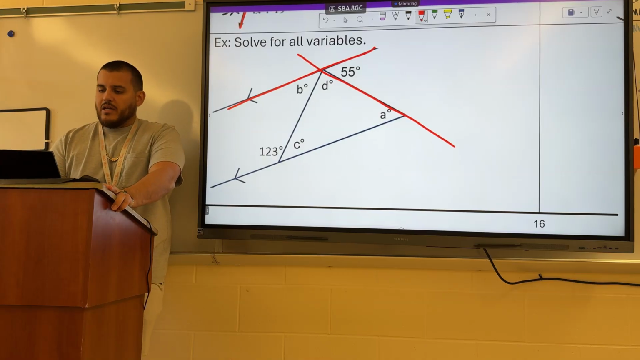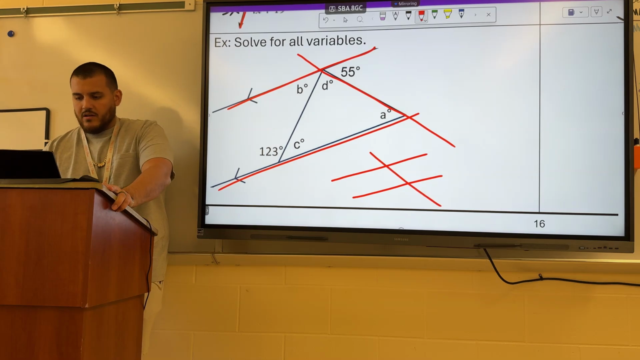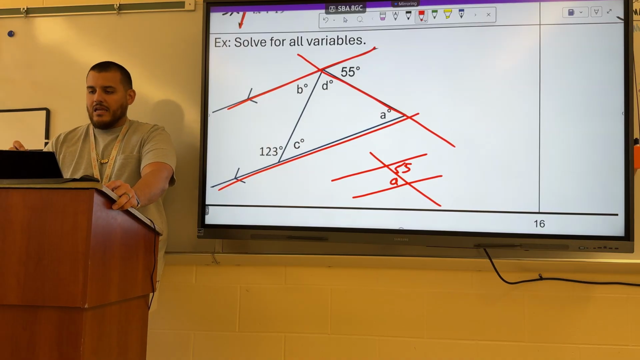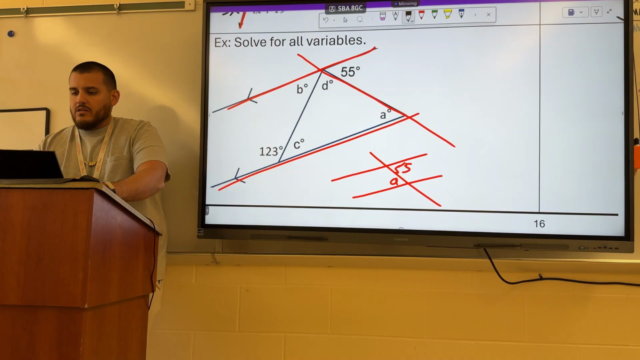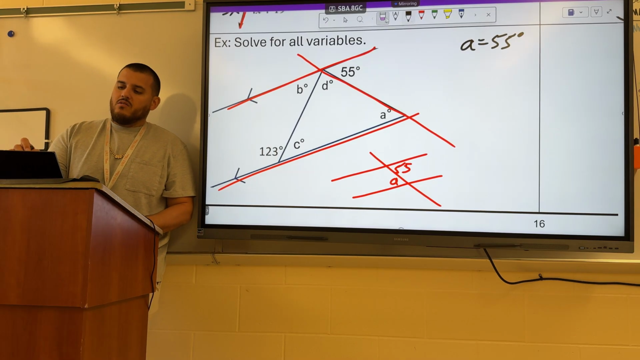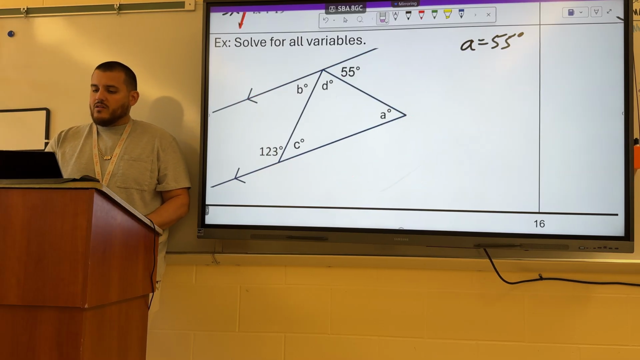For example, with the red lines that I've highlighted here, if I were to draw those separate from each other, that 55 and A, hopefully you can tell, are alternate interior angles, which are always congruent to each other on parallel lines. So if I can visually recognize that, then I know that A is 55 degrees without having to do any math.